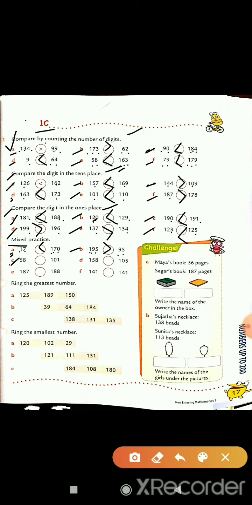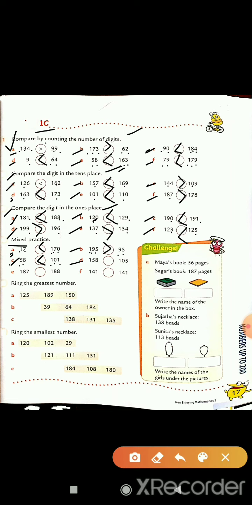Next, C1, 58 and 101. Again the number of digits are not same, so we can compare it by counting. 58 is having 1, 2 digits, and 101 is having 1, 2 and 3 digits. So 3 digit number is always greater than 2 digit number, so 101 is greater than 58.